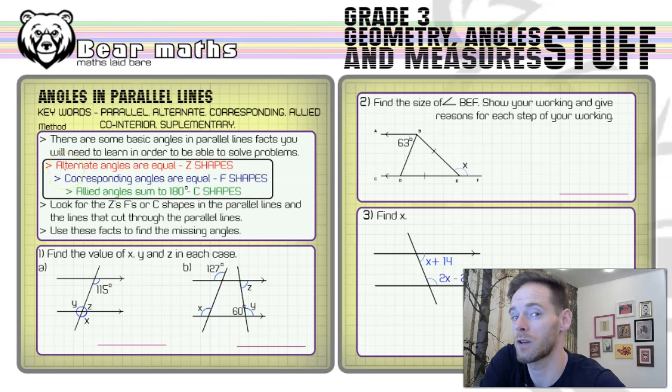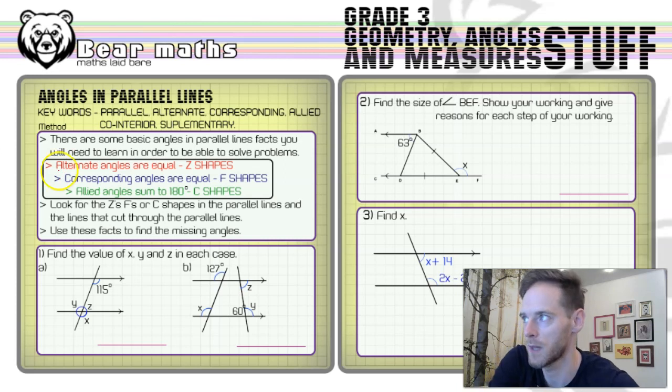Hello again and welcome to this video. This is number 150 and it's on angles in parallel lines. And the keywords I've got for you are parallel, alternate, corresponding, allied, co-interior and supplementary.